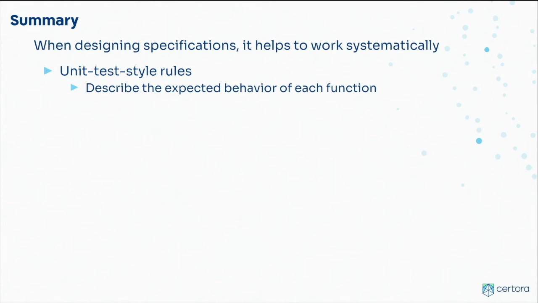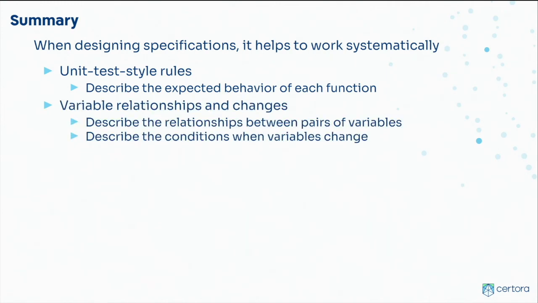Okay. So just to summarize, we went through several different kinds of properties. So unit test style rules, the way you write them, you describe the expected behavior of each function. To think about variable relationships, you look at pairs of variables in your contract and think about how should these variables be related to each other. And you look at individual variables and say, under what conditions should these change?